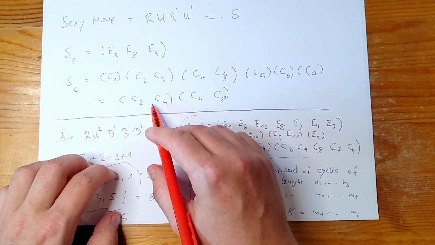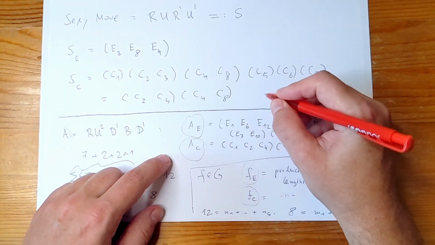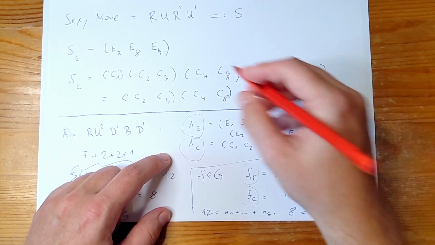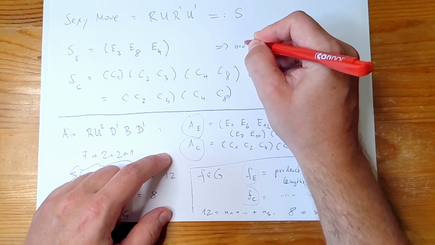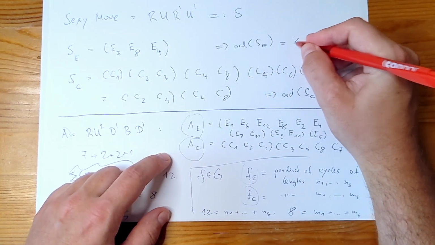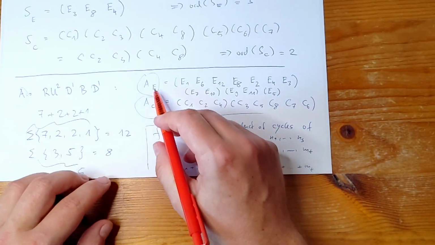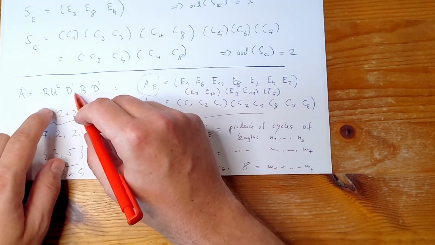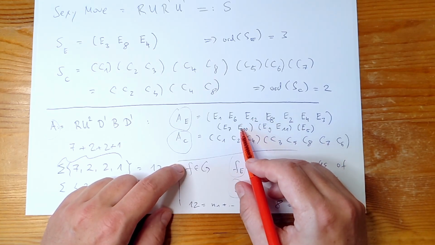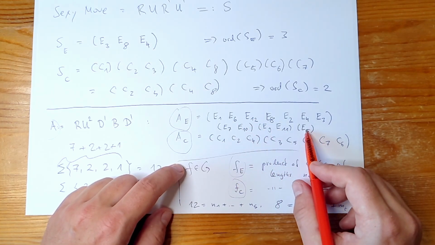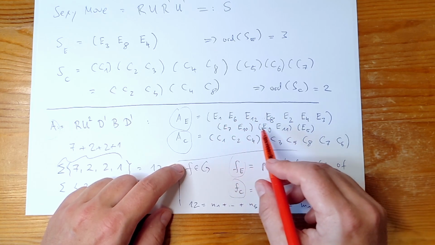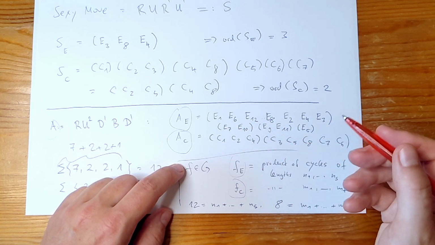The least common multiple of 2 and 2 is just 2. So this means that here the order of this corner permutation is 2, and here the order of this edge permutation is 3. And let's have a look at this here. For the more complicated sequence of moves, we have a 7 cycle, a 2 cycle, a 2 cycle, and a 1 cycle. So here you have to take the least common multiple of 7, 2, and 2, which is 14.